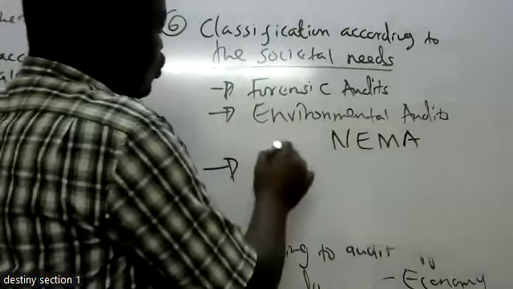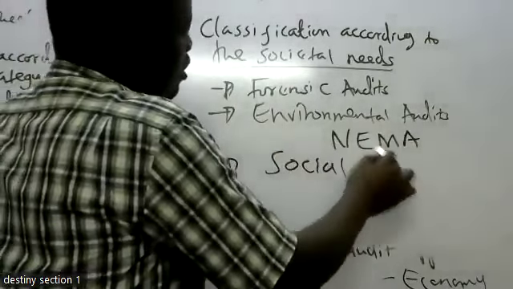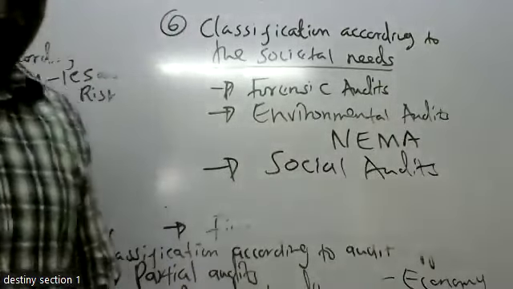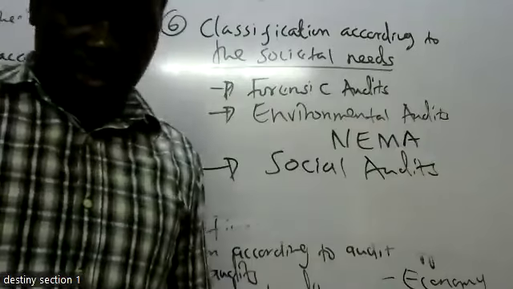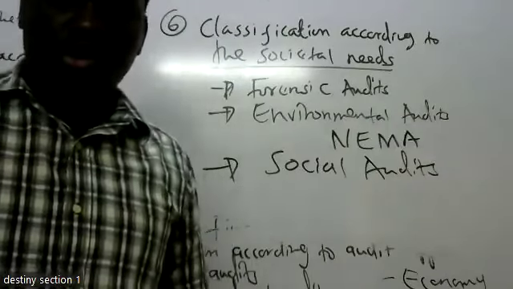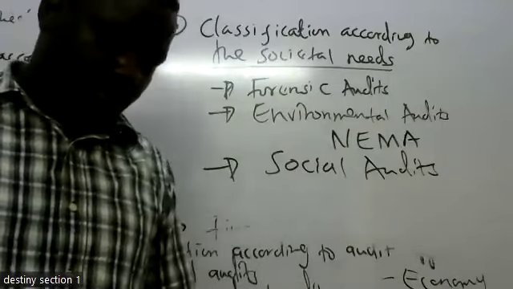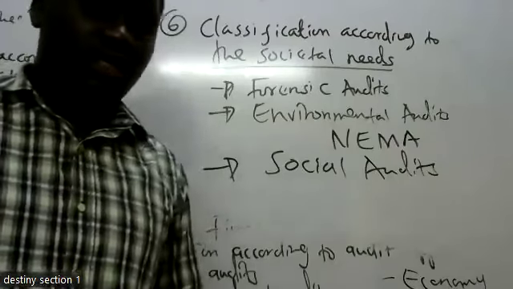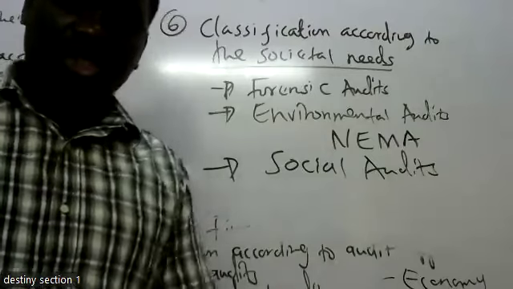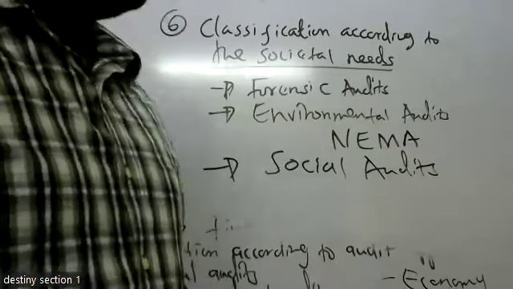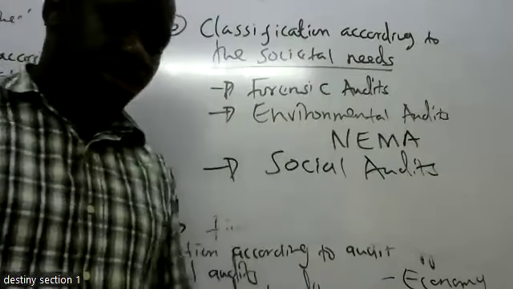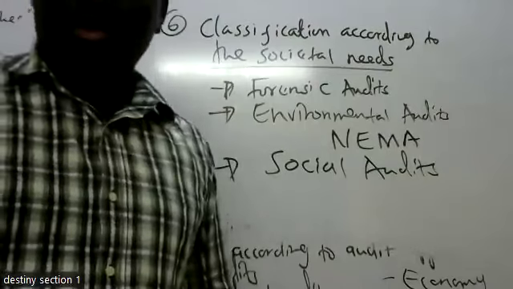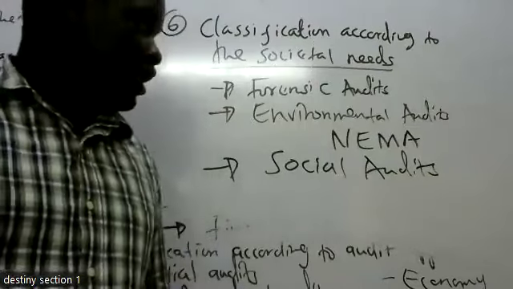Then we have what we call social audits. This is done to check whether the company is fulfilling its social obligations. For example, sharing a certain part of their profit with the society in meeting social obligations, such as scholarships for bright and needy students in the community. It could be helping in poverty eradication, or in water, healthcare, etc.